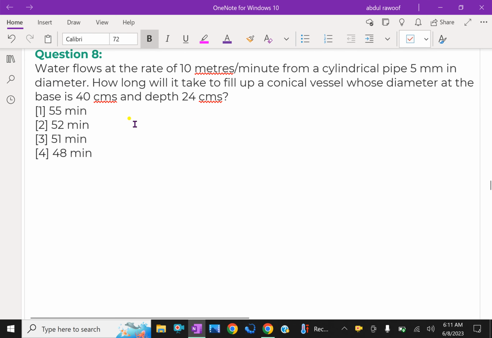Look at this example. Water flows at the rate of 10 meters per minute from a cylindrical pipe of 5 mm in diameter. How long will it take to fill up a conical vessel whose diameter at the base is 40 centimeters and depth is 24 centimeters? Here, the water flow rate is given in meters per minute and the diameters are given in mm and centimeters, so you have to convert everything into the same units.